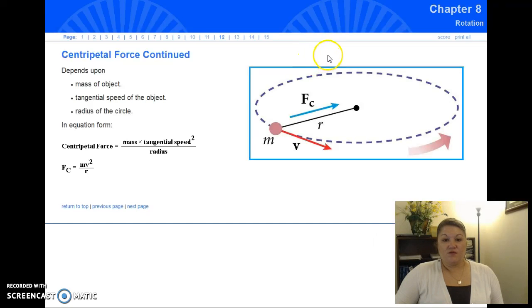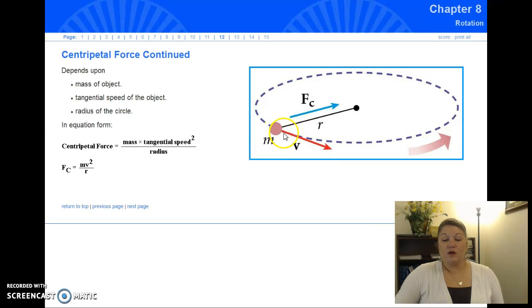Now, what does this force depend on? Well, it depends on the mass of the object, the linear or tangential speed of the object, and how big of a circle we're talking about. Okay? So we can calculate force by multiplying the mass times the speed squared, divided by the radius of the circle. All right? And I like this picture here because it tells you where things are headed.